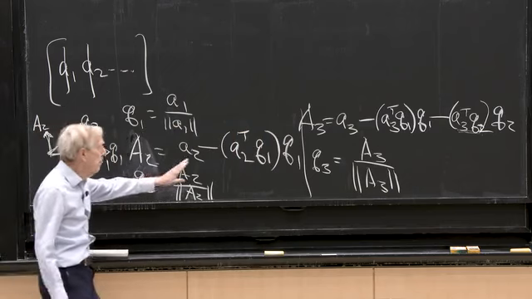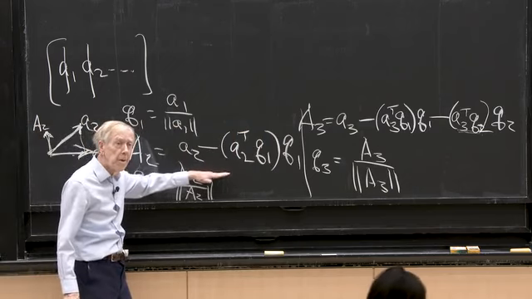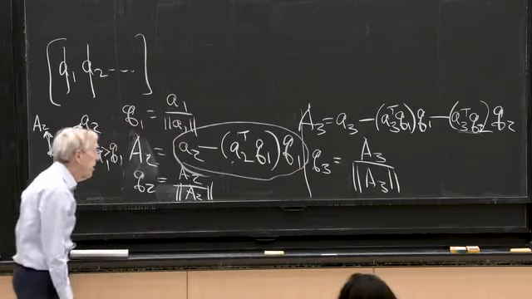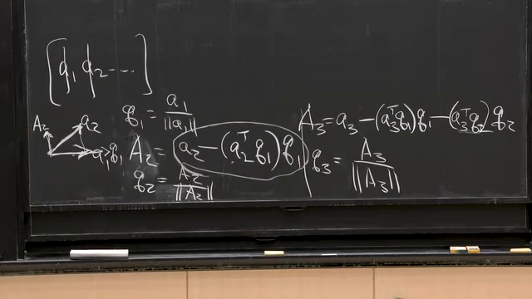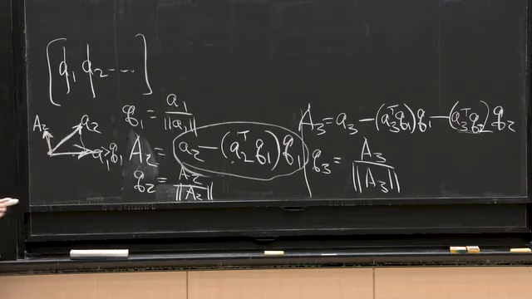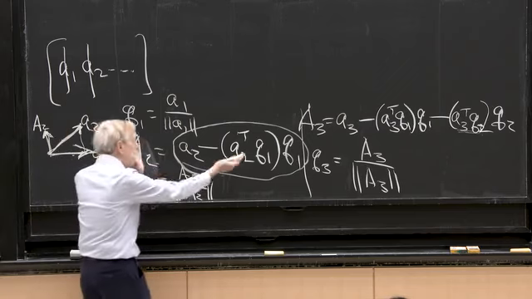Let me just come back and check that I did it right, that I got the right direction. So what do I mean by the right direction? What should I check about that guy? I should check that its inner product with Q1 is 0, if this is the right direction to go. Hopefully I got the formula right.